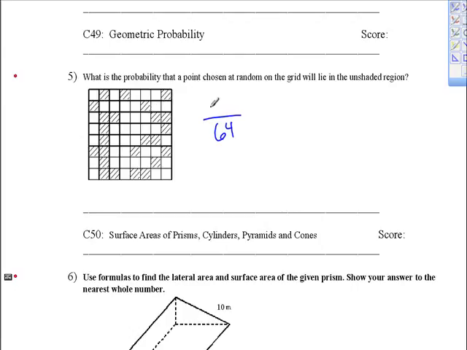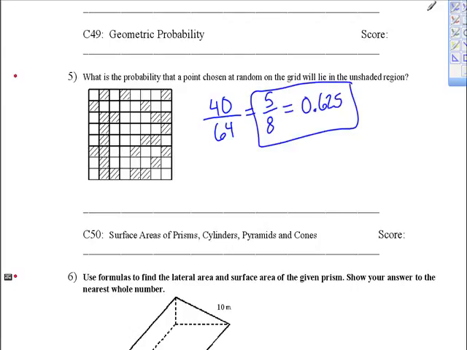24 shaded ones, which would leave me 40 unshaded ones. I want to land in one of these 40 unshaded ones. 40 over 64 is 5/8, which is exactly 0.625, or about 63%. Any questions on number 5?